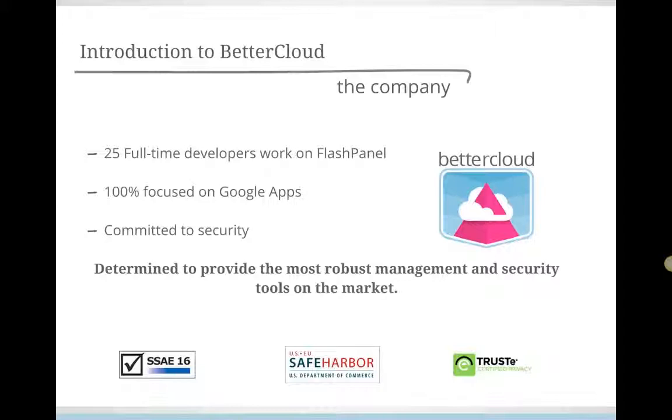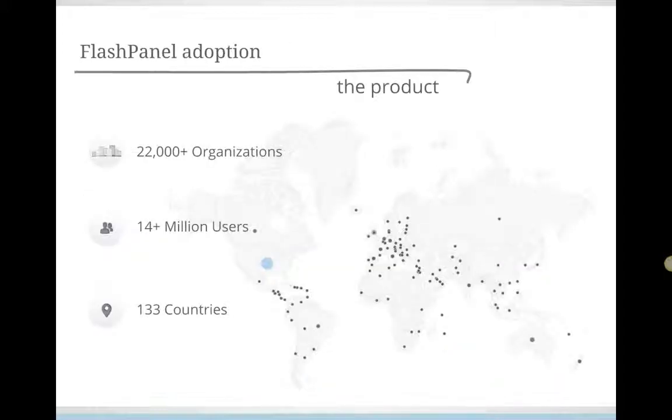So some really important things about the company. Obviously, your Google Apps information is very important to you, the fact that you keep it safe and secure. That's part of the reason that we leverage all the Google platform, and also why we spent the time and energy and resources to become SSAE 16 certified, US-EU Safe Harbor, and TRUSTe certified as well. So we do have the proper protocols in place to take care of all the information that is coming in and out of Google servers.